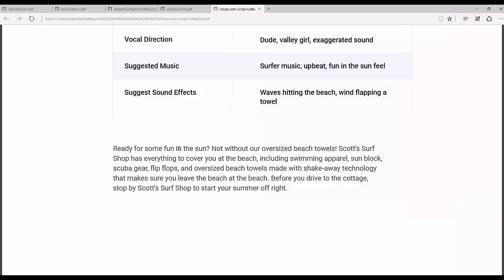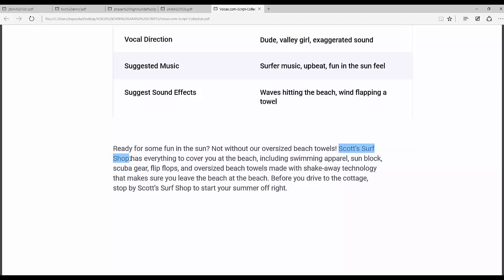So this is the script. We're not doing the voices right now. We're just trying to go over the script. We are trying to sight read right now. So it's ready for some fun in the sun, not without our oversized beach towels. Scott's Soft Shop. Now here, for you to pronounce these words very well, Scott's Soft Shop, you need to work on your tongue, okay?